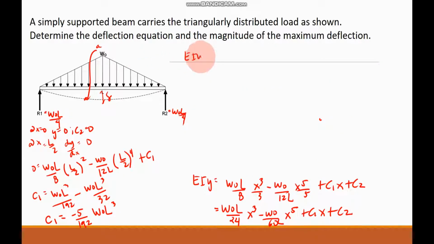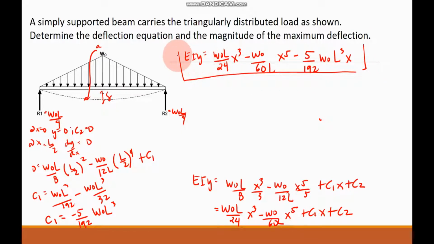Therefore, our deflection equation now would be equal to WOL over 24 x raised to 3 minus WO over 60L x raised to 5 minus 5 all over 192 of WOL raised to 3 multiplied with x. So, ito na yung ating deflection equation. Next is to determine the magnitude of the maximum deflection. So, at x is equal to L all over 2, doon magkakaroon yung maximum deflection. So, doon mag-a-occur ang maximum deflection.